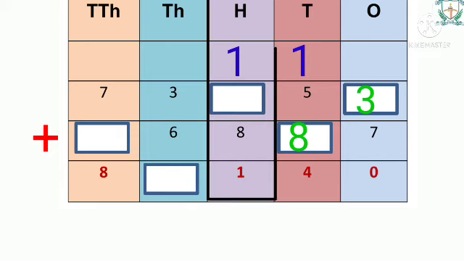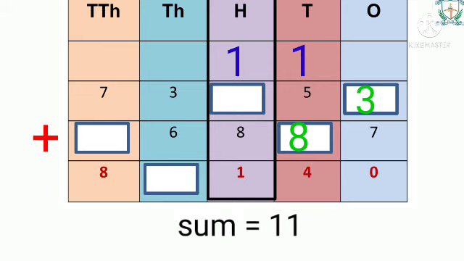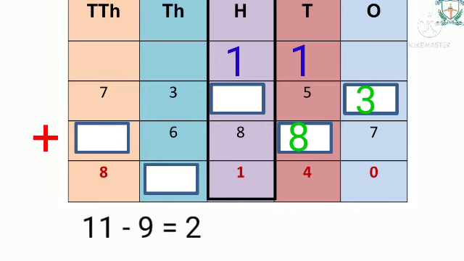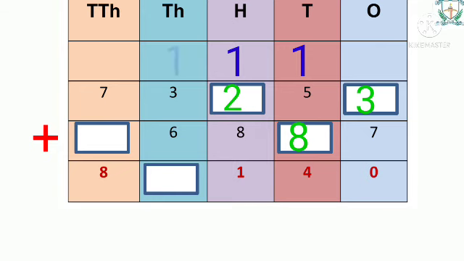Let us take hundreds place digits. Since 1 plus 8 is equal to 9, which is greater than 1, the sum should be 11. That is, 11 minus 9 is equal to 2. Therefore, 1 plus 2 plus 8 is equal to 11. Write 1 in hundreds place and 1 as a carry forward to thousands place.